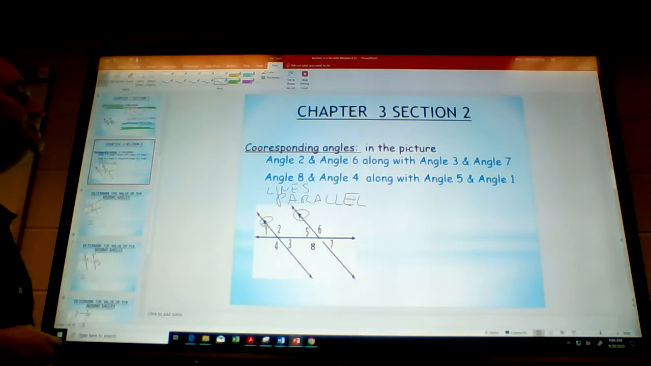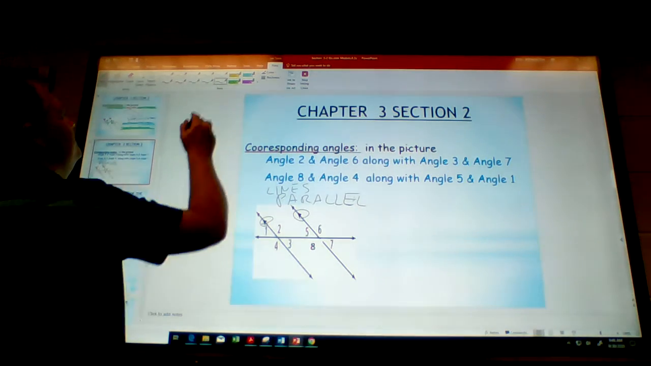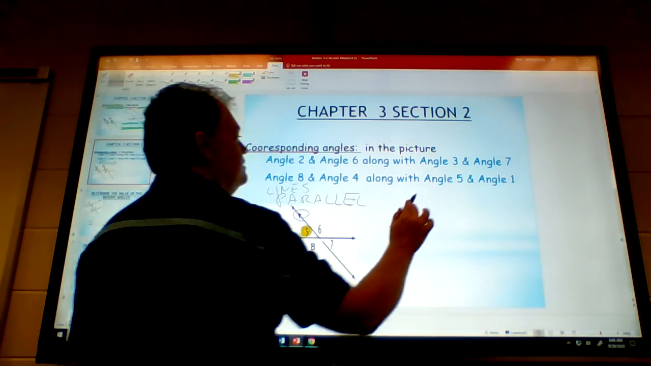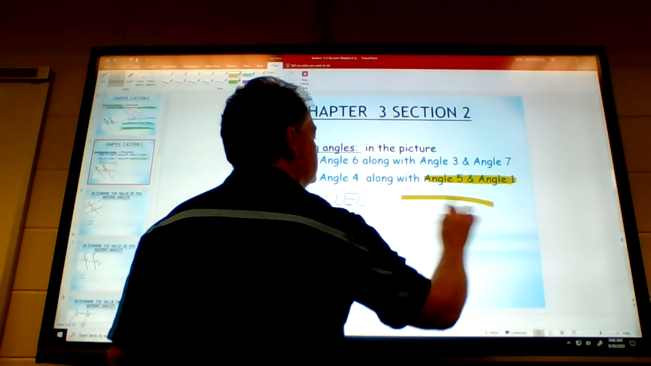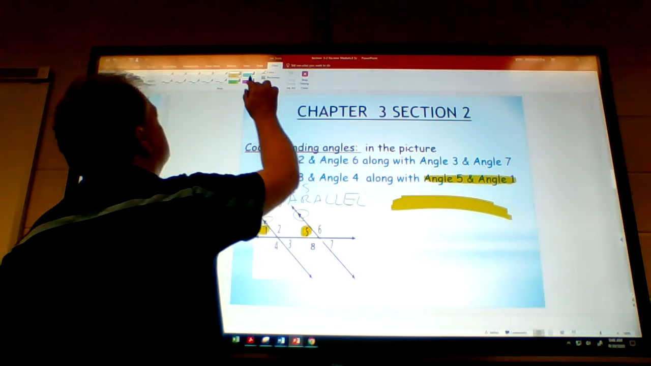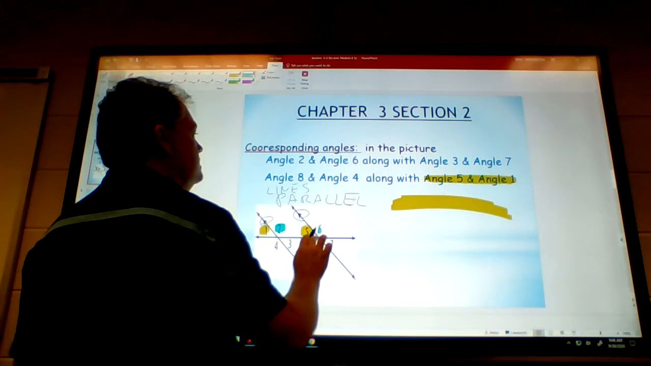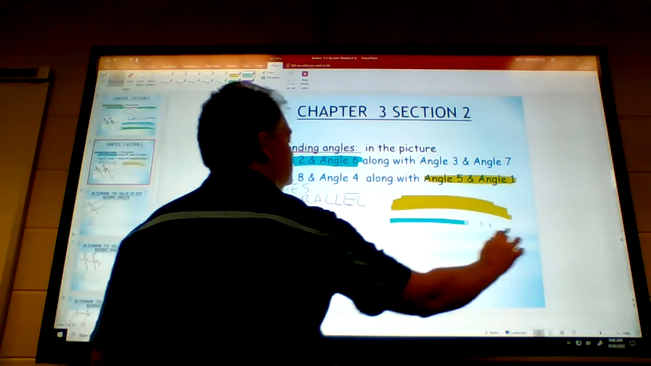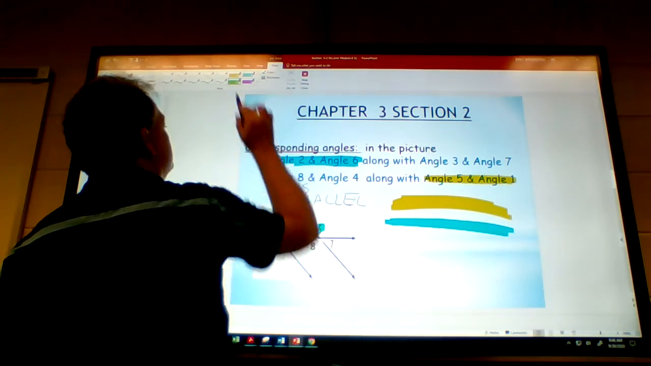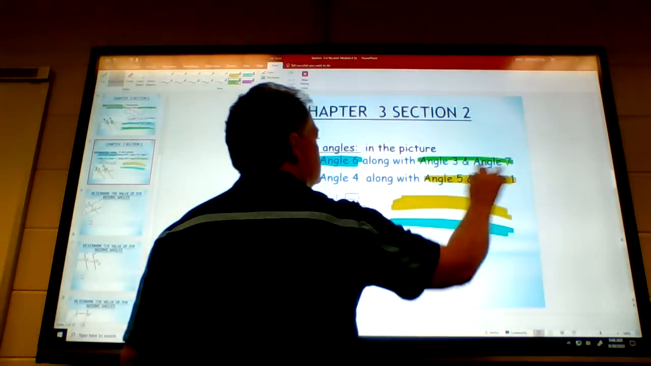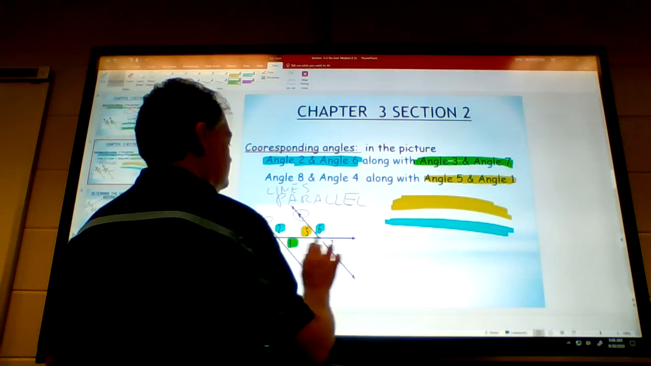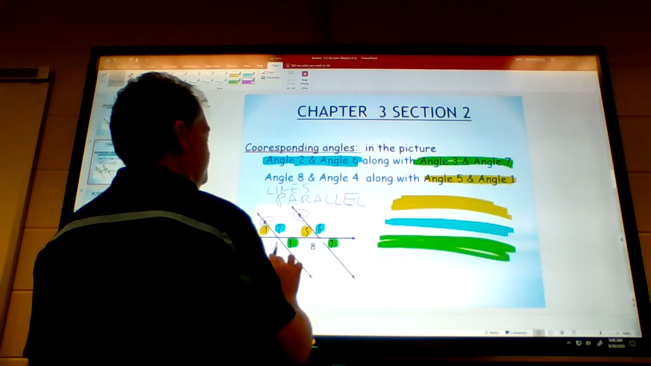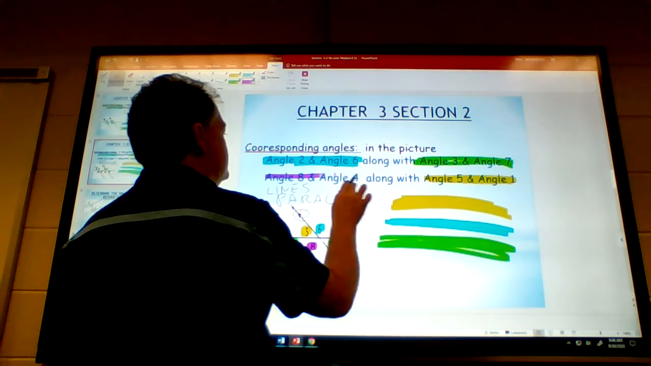All right, so those lines are parallel. So now we have 4 pairs of congruent angles. The pairs are angles 1 and 5, angles 2 and 6, angles 3 and 7, along with angles 4 and 8.